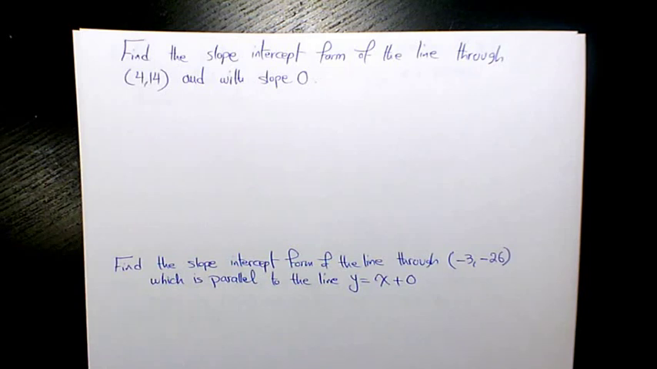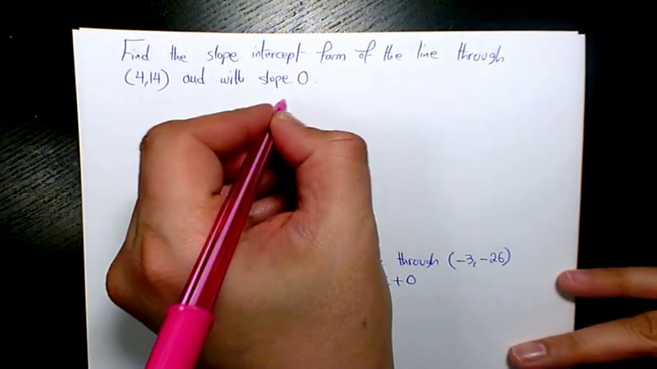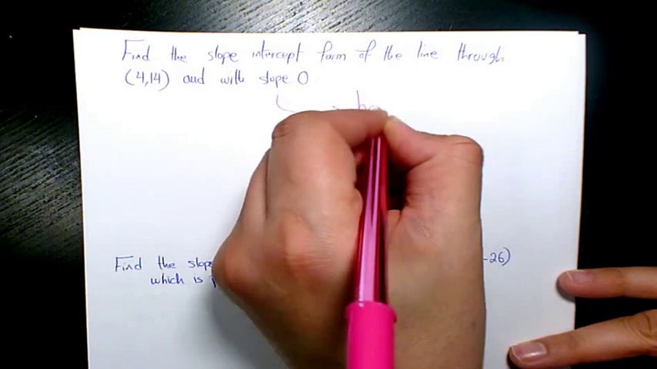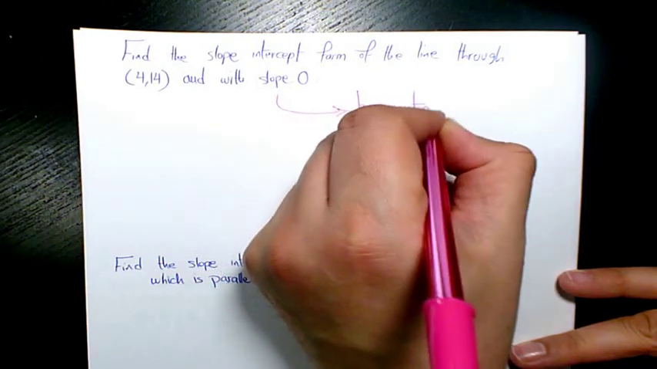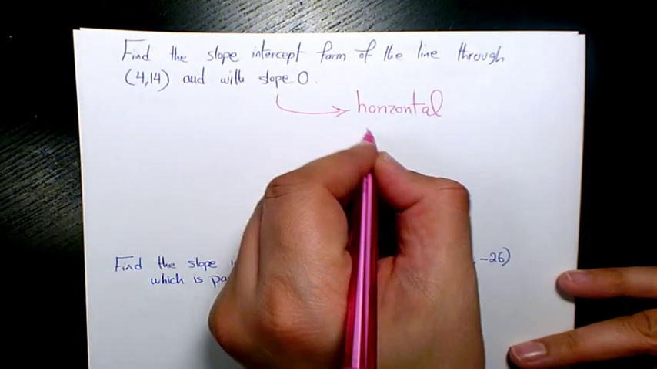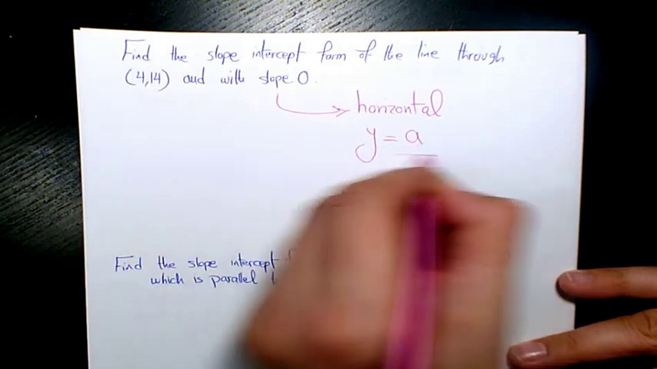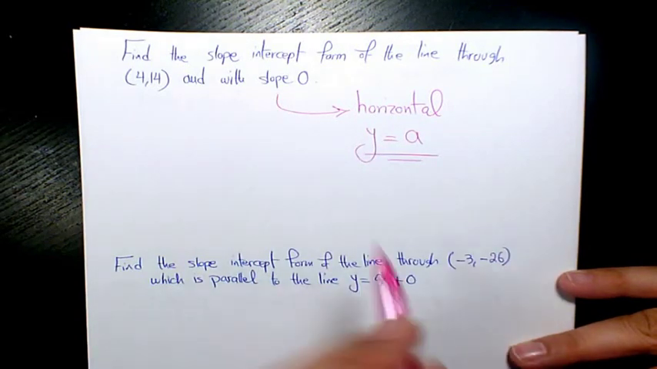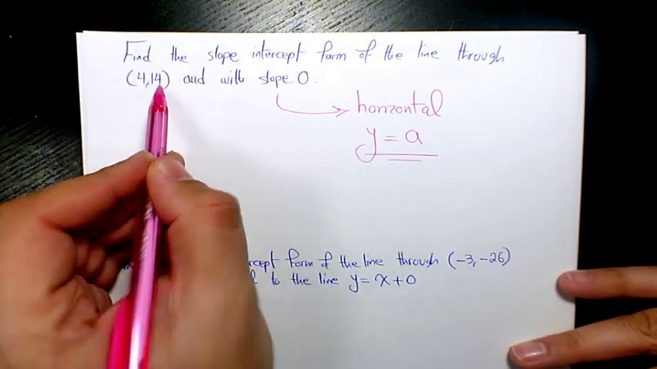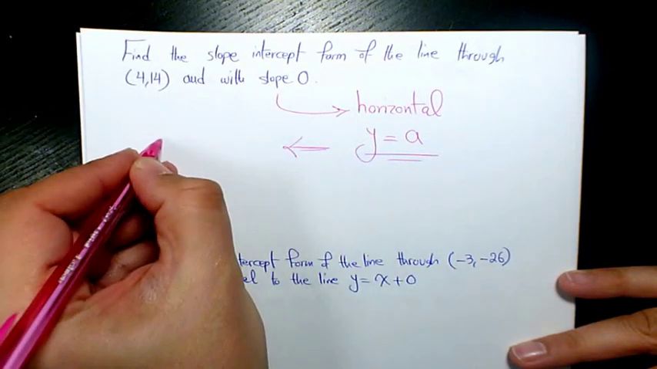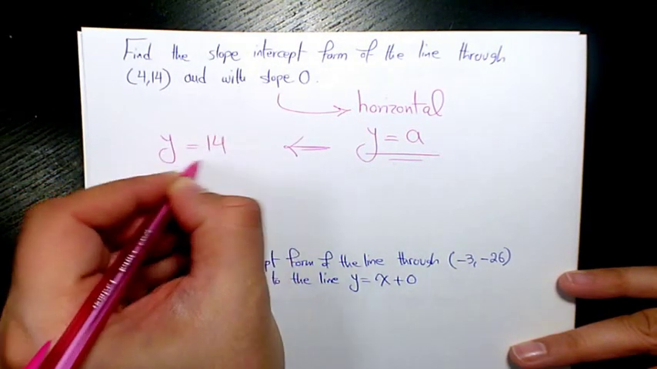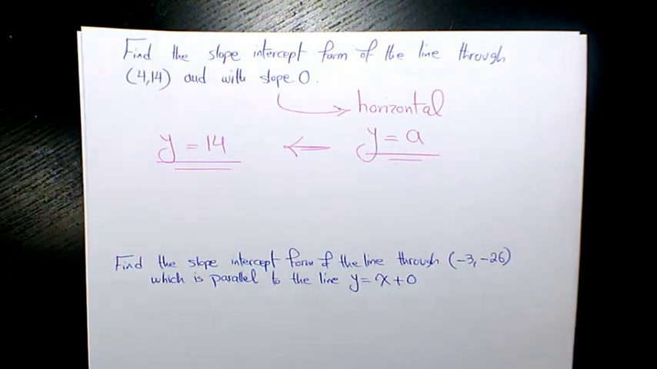In this example, it says find the slope-intercept form of the line through (4, 14) with a slope of 0. When it says slope of 0, it means that we are dealing with a horizontal line. And for a horizontal line, we have y equals a constant number. Since it's passing through the point (4, 14), the equation of the line is going to be y equals 14.